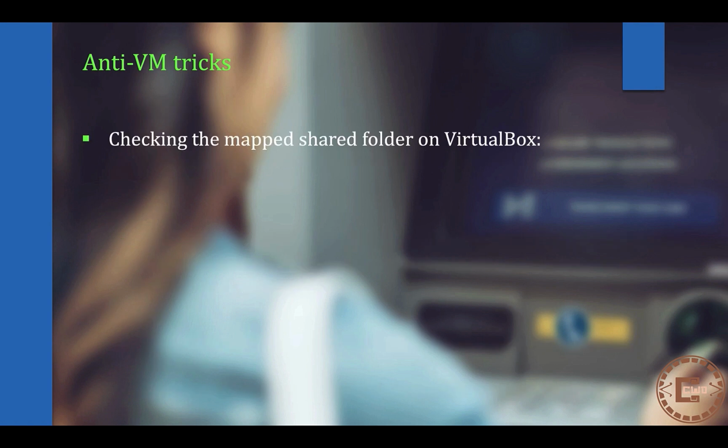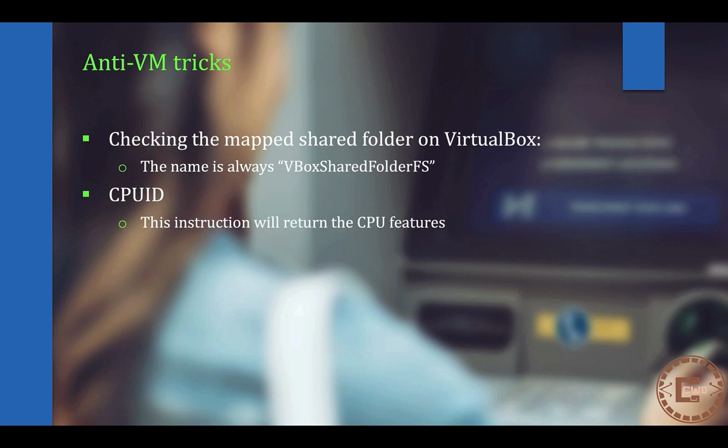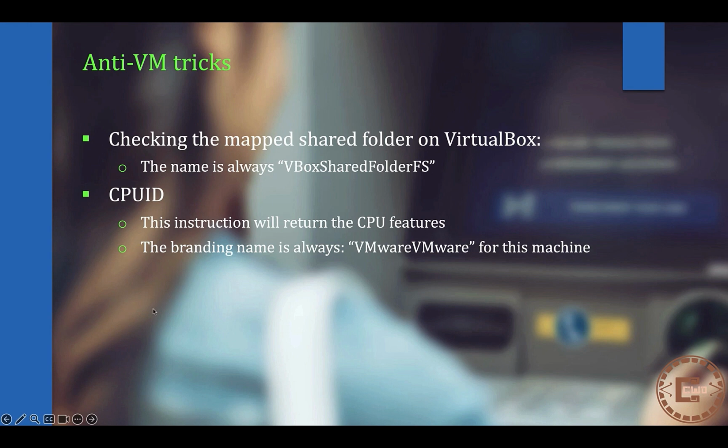Okay. Checking the mapped shared folders on VirtualBox, a pretty easy one, like checking if there are shared folders inside VirtualBox. CPUID: this instruction returns CPU features, and it was pretty cool because when they query inside VMware, it actually returns VMware. That was the name of this feature. And back in the day, what we used to do was change this value to something else, and that way we bypassed this check done by the malware, right? It was a cat and mouse game all the time.